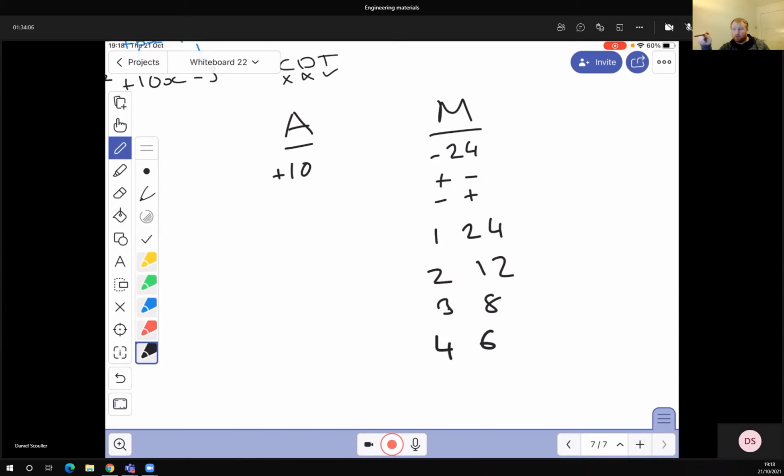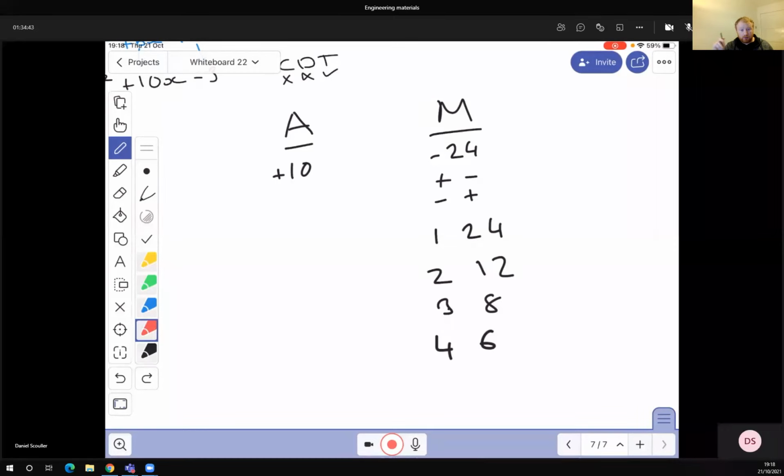Don't immediately go, 4 and 6, boof, put that in. Be very careful, and that's why doing this step is valuable. It's just a wee reminder to yourself that one has to be negative and one has to be positive. So 4 and 6, if they were both positive, does make plus 10, but if one's negative and one's positive, there's no way that happens. 3 and 8, no, doesn't work. 12 and 2, now we're getting somewhere.